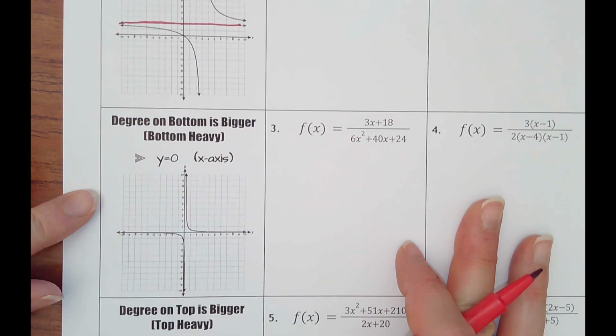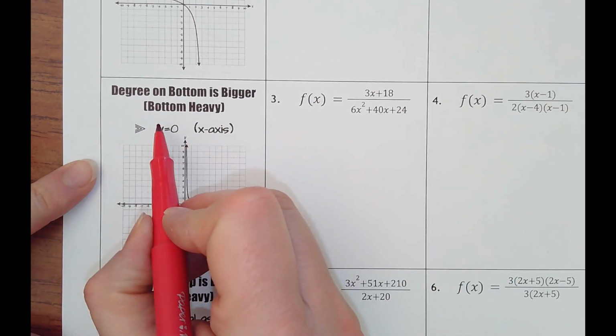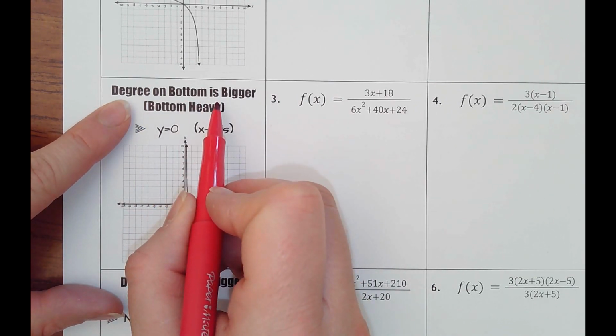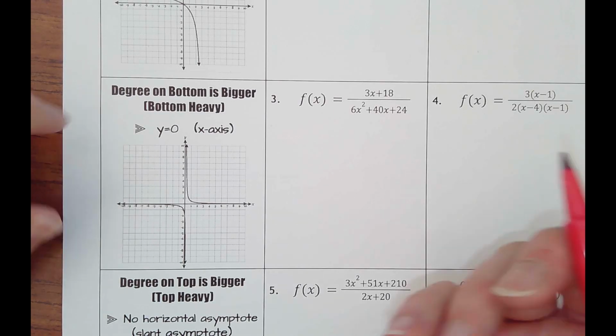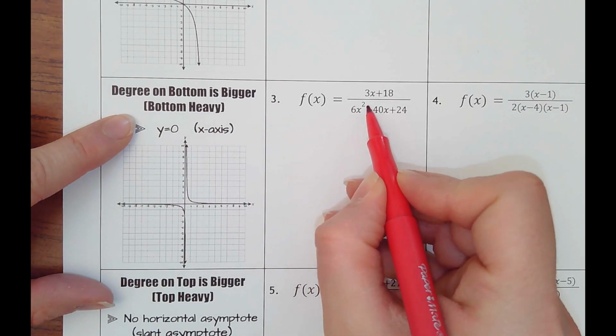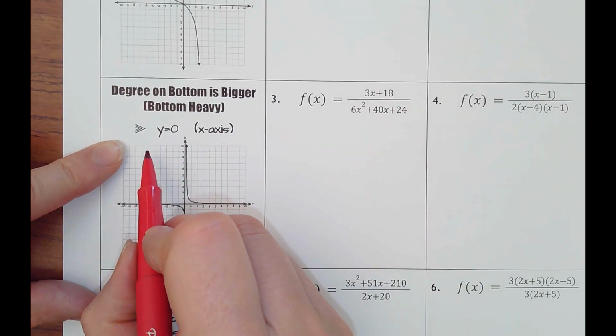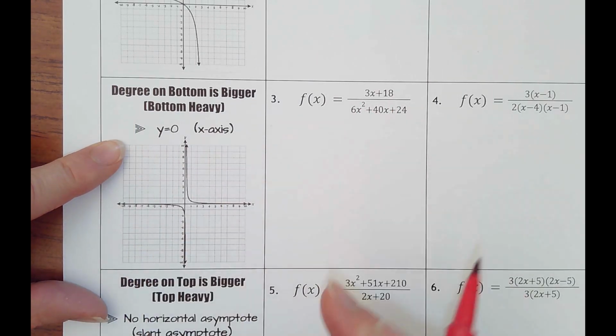Then the next thing that can happen is that it's bottom heavy, or the degree on the bottom is bigger. So see how this has an x squared versus this is an x to the first, this power's higher. So that means that it's going to be just y equals 0, the x-axis.